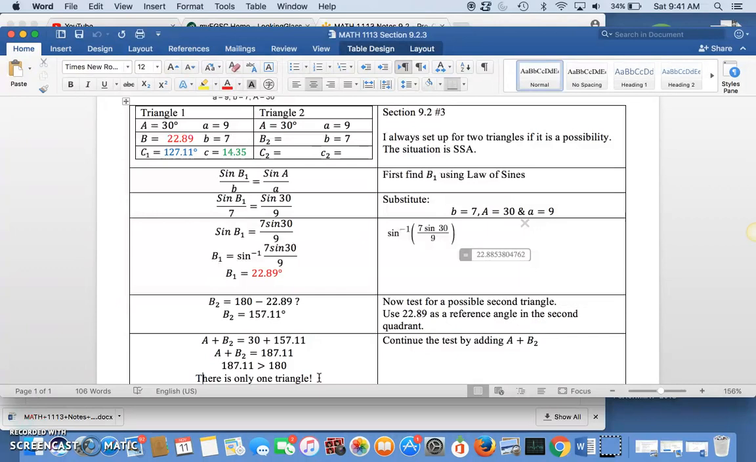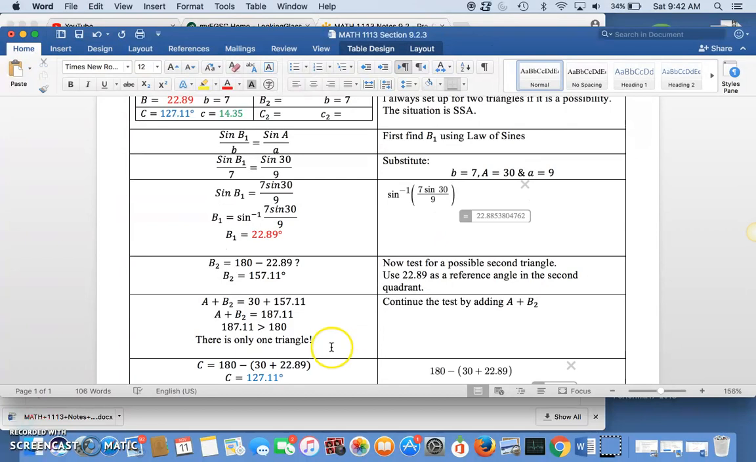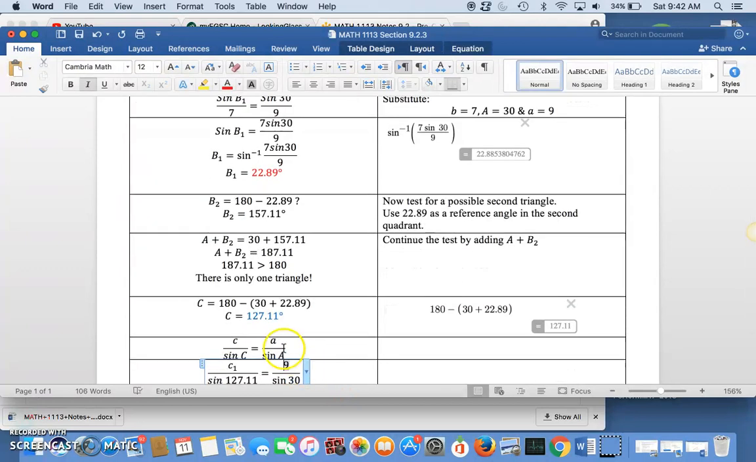Once you know you have one triangle, you're just going to go back and find the other missing pieces on this side. Really, this angle doesn't have to have the subscript. It could just be C now that we know that we only have one. While we don't know, I would keep the subscripts there. Now that we know we have one and we have everything but angle C and side C, the first thing we want to do is find angle C. So the 30 we were given plus the 22.89 that we found, we subtract from 180 and we get 127.11.